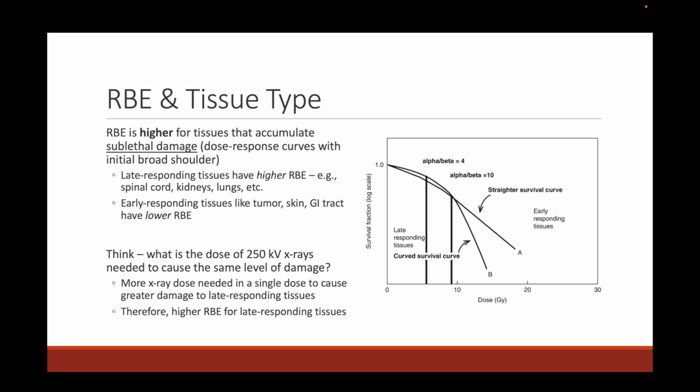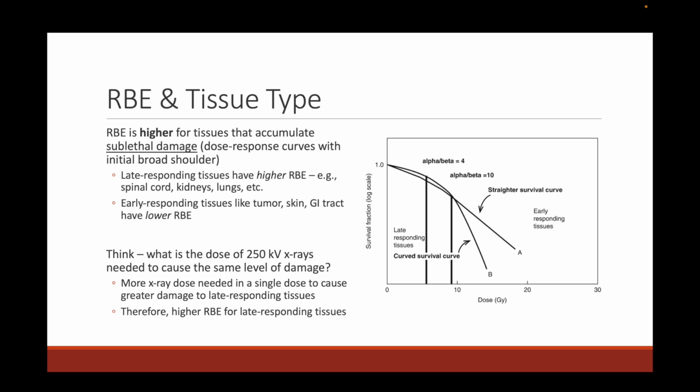Early responding tissues like our tumor cells, skin cells, intestinal cells, these cells have a greater capacity to repair sublethal damage. And I think of it as they're simply replicating their DNA all the time. So they're constantly used to kind of fixing DNA errors. And so they have a lower RBE because they tend to accumulate less sublethal damage.